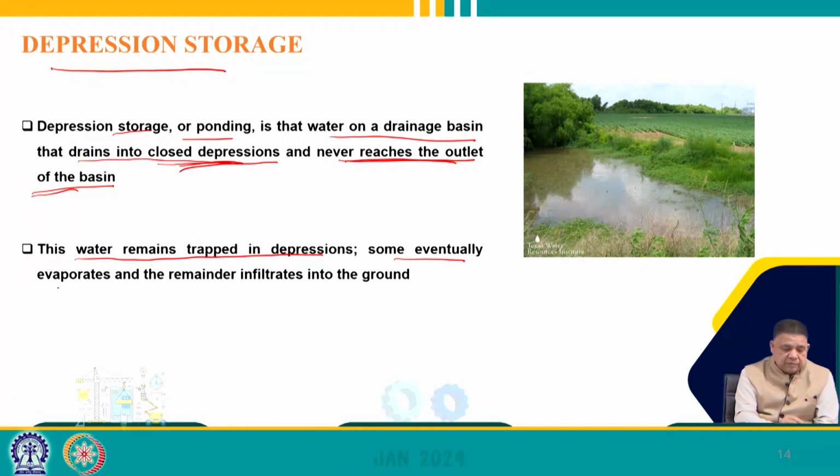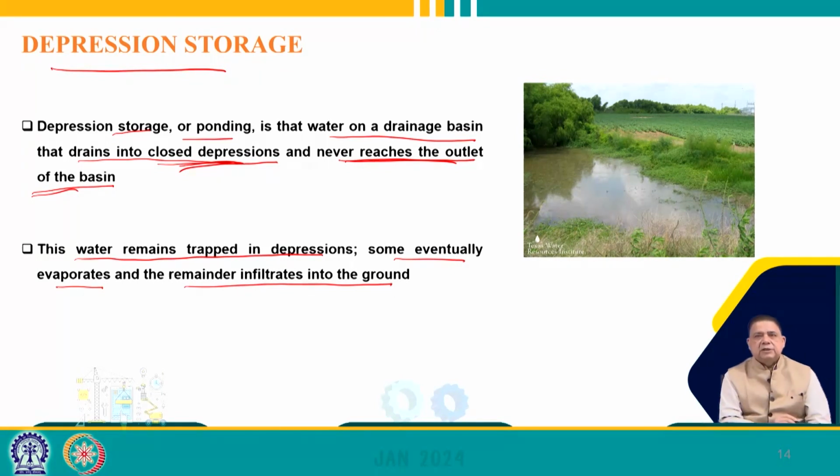Some eventually evaporates and the remainder infiltrates into the ground. So, it does not become a part of the surface runoff, but it infiltrates. It has to obviously get lost. So, a part of that infiltrates and a part of that gets evaporated.